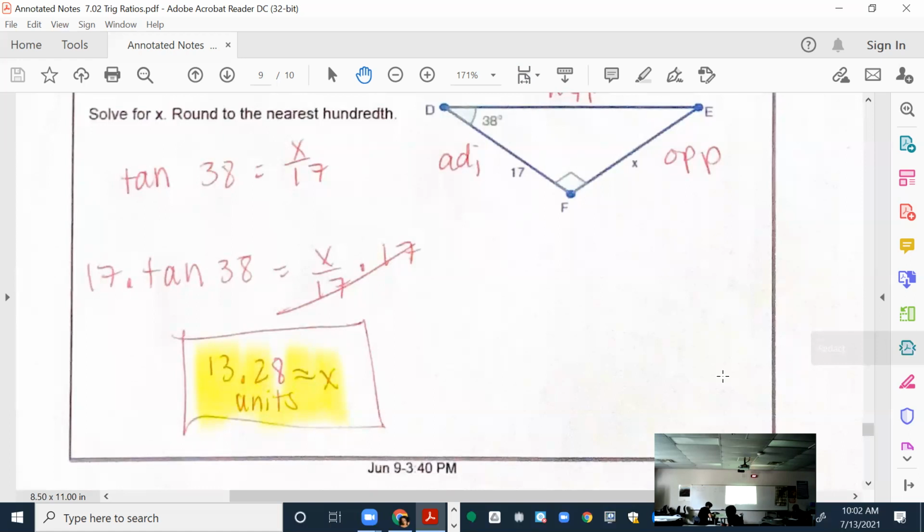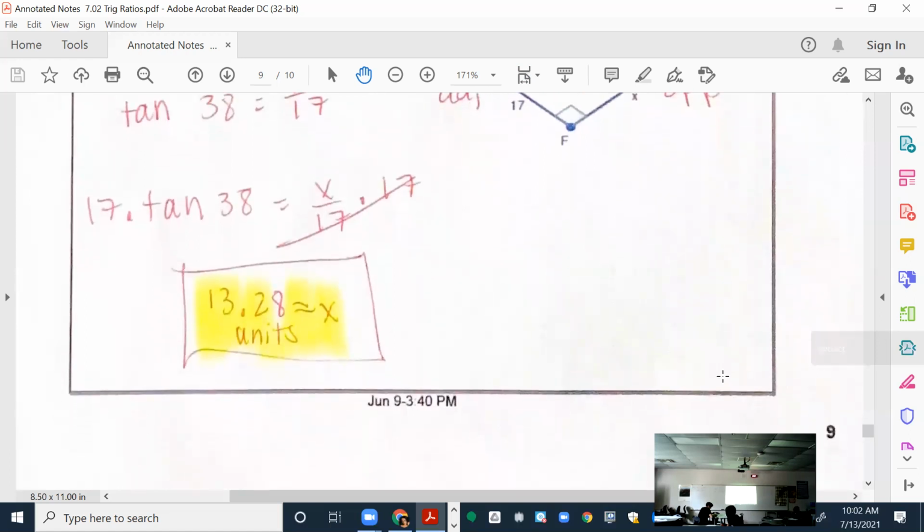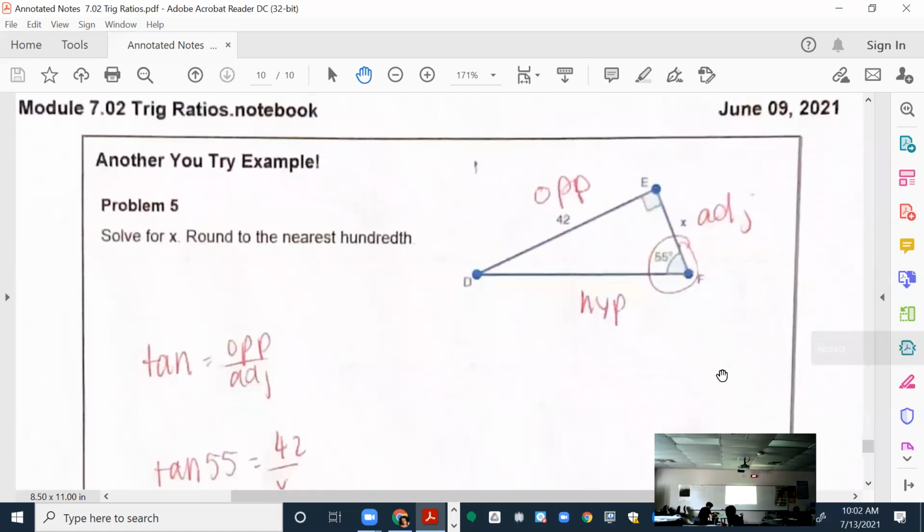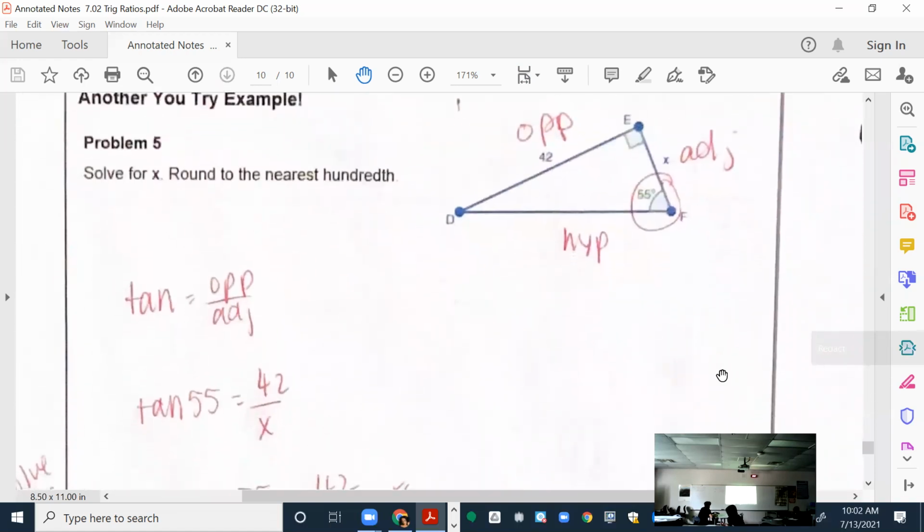All right, questions on that? All right, last you-try problem, top of page 11. So again, look for what angle they gave you. Label the sides based on that angle. There's nothing for the hypotenuse, so that's why we're using tangent again, because we have the opposite and the adjacent side measurements. When you plug it in, it looks like this down here.